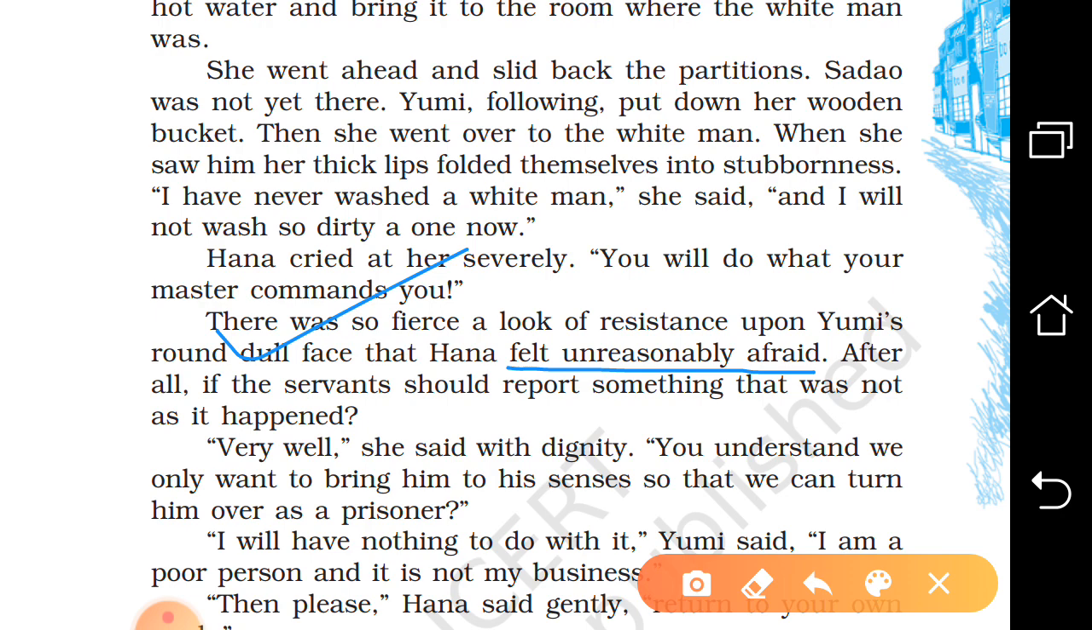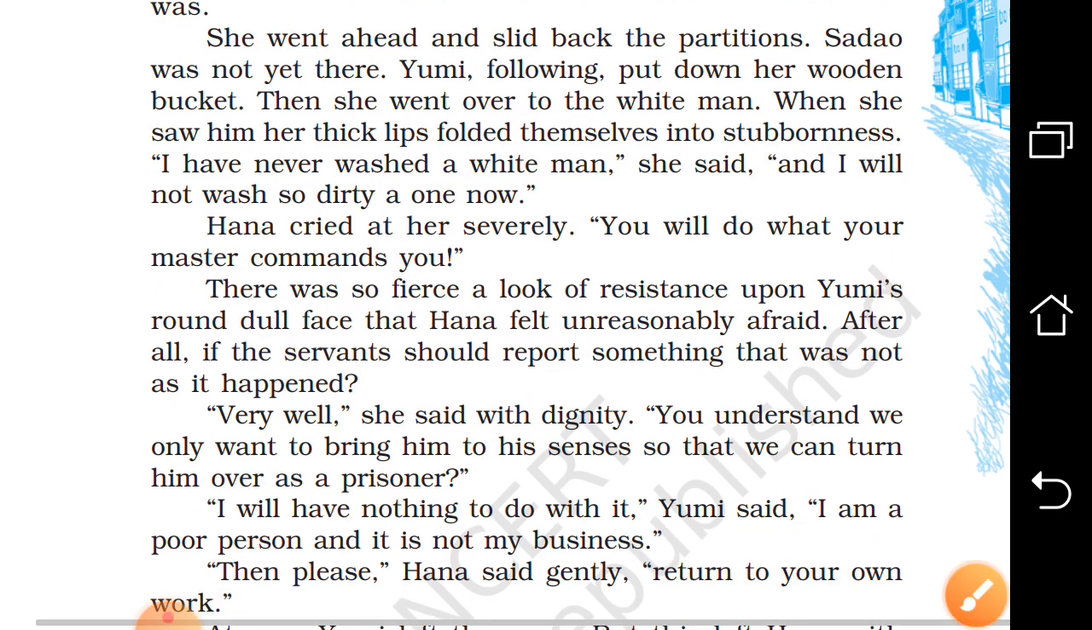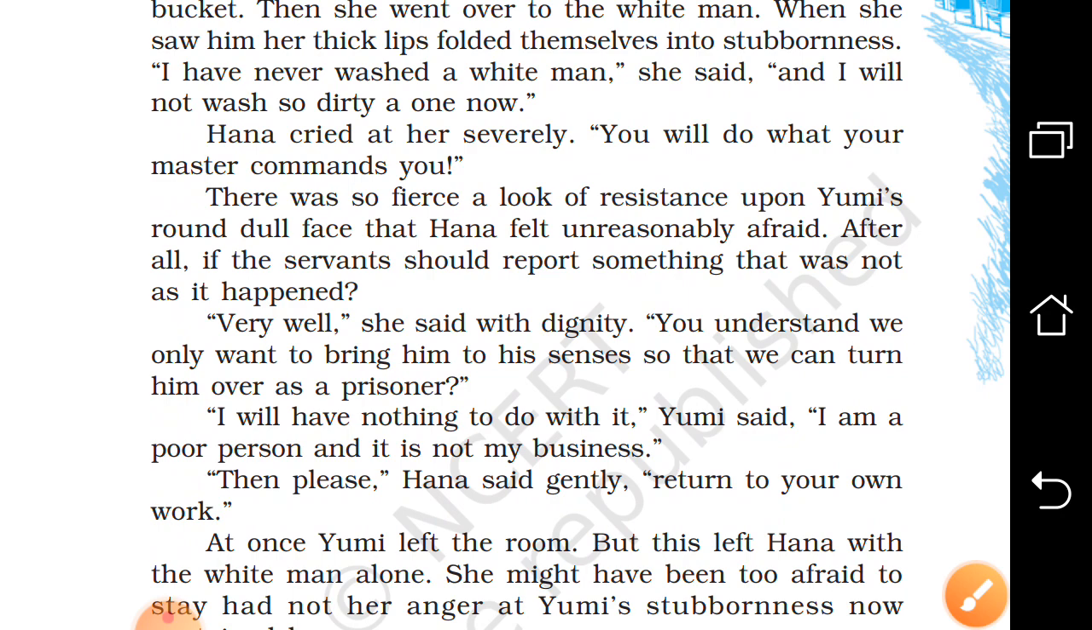After all, if the servant should report something that was not as it happened, Hannah is frightened. If she insists Yumi do the work, sometime Yumi may inform the police and the couple would be in trouble. So, very well, she said with dignity, "You understand, we only want to bring him to his senses so that we can turn him over as a prisoner." "I will have nothing to do with it," Yumi said. Actually, Yumi has no role. Whether you treat him, save him, or hand him over as a prisoner, Yumi has no role in it.